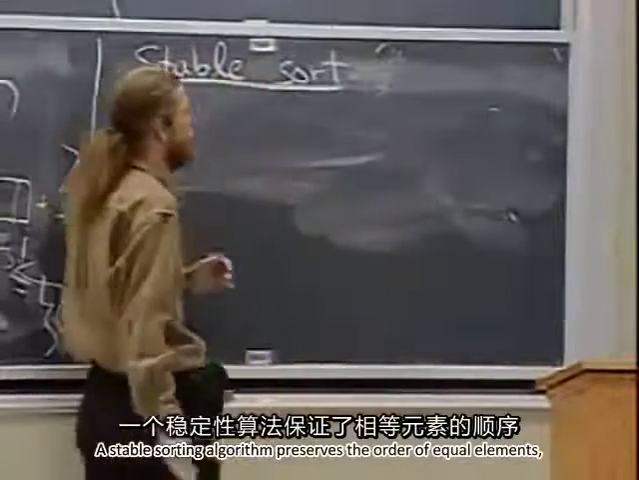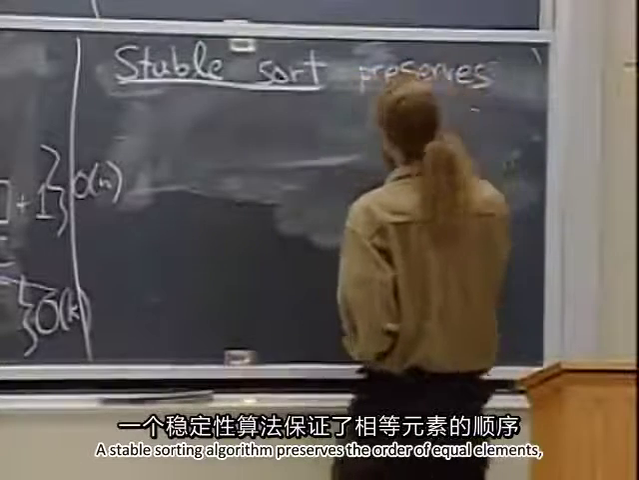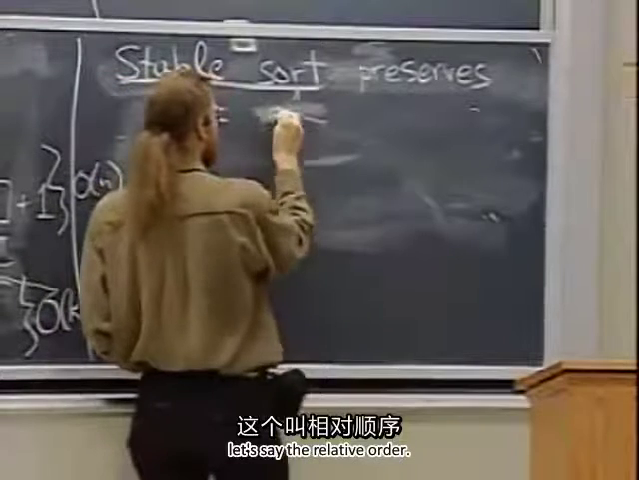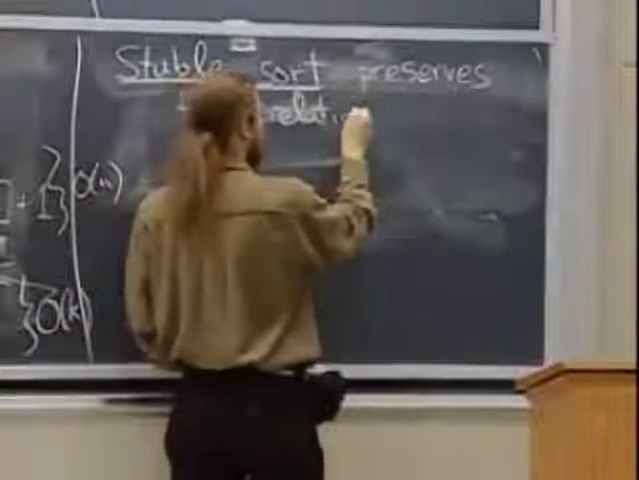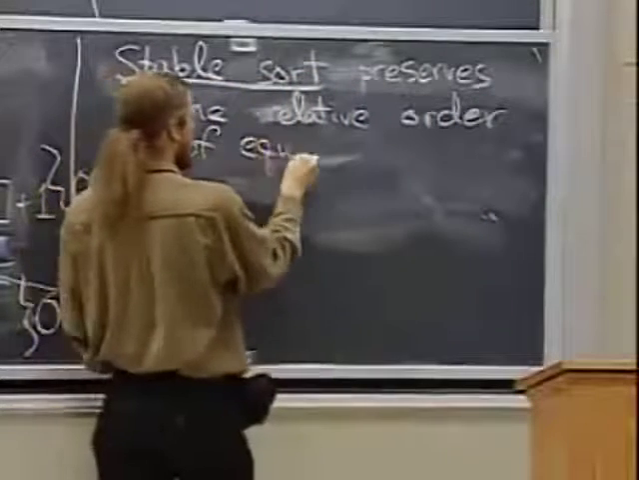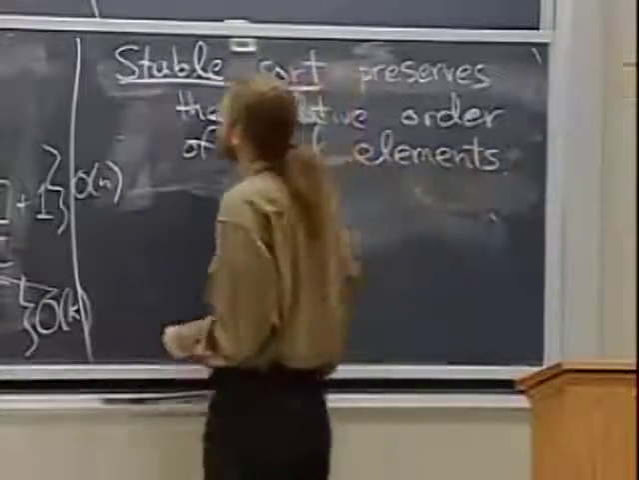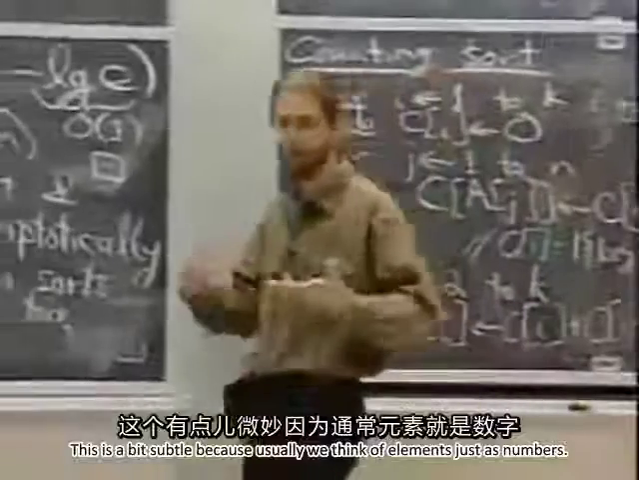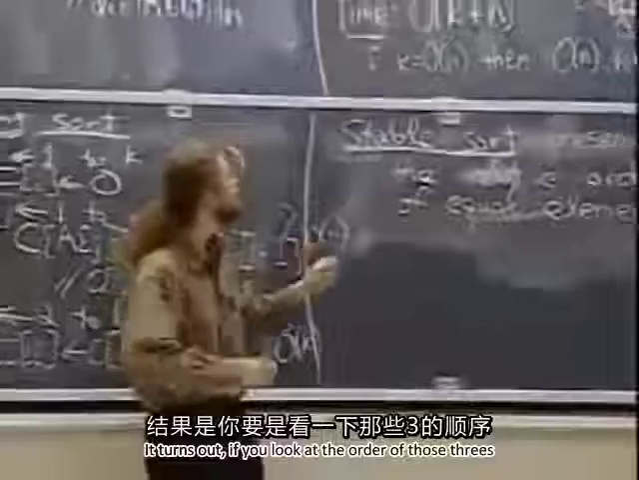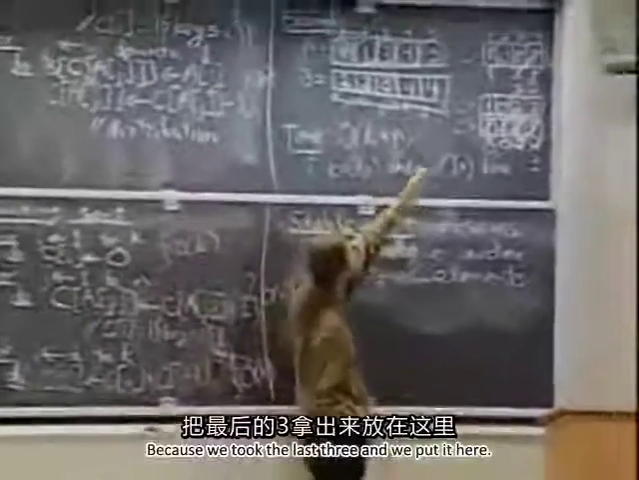So a stable sorting algorithm preserves the relative order of equal elements. This is a bit subtle because usually we think of elements just as numbers. And yeah, we had a couple 3s and we had a couple 4s. It turns out if you look at the order of those 3s and the order of those 4s, we kept them in order. So we took the last 3 and we put it here.